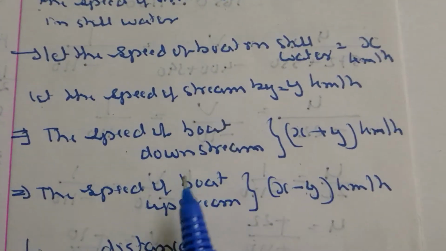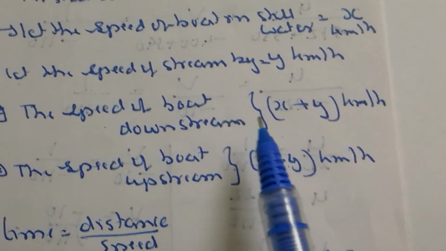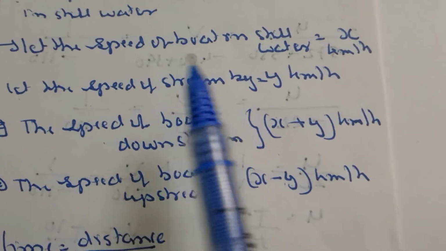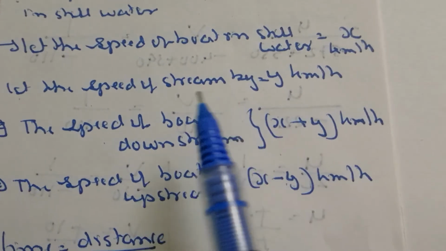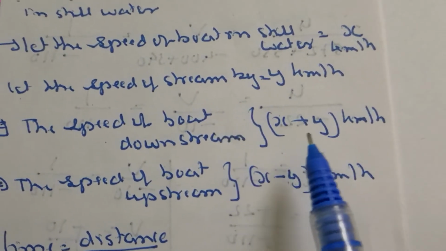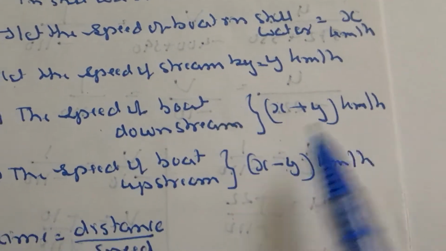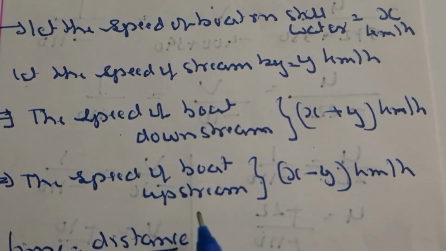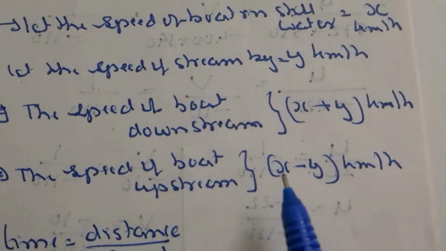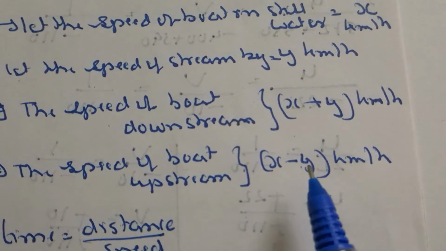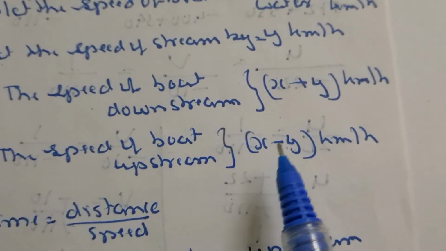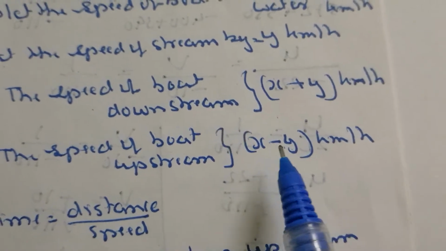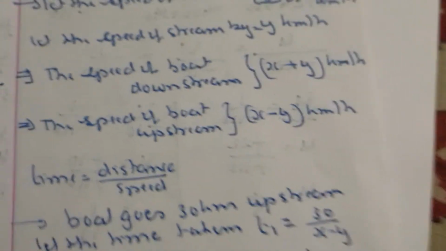Now, the speed of boat downstream: speed of boat in still water is x. Downstream means the force of water has been added, that is plus y kilometers per hour. The speed of boat upstream, still water x. Upstream means it is going in the opposite of the flow of water of the river, so the speed is going to decrease, so it is minus y, so x minus y kilometers per hour.